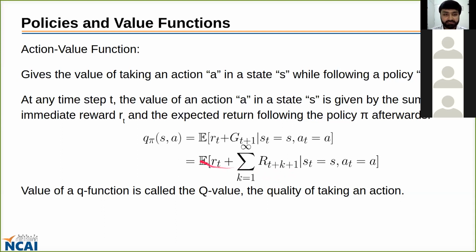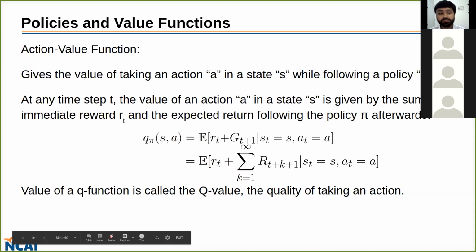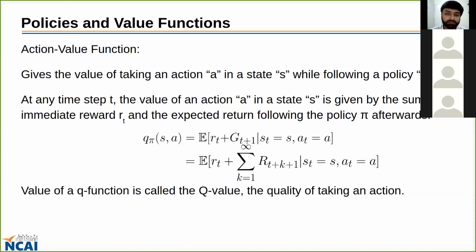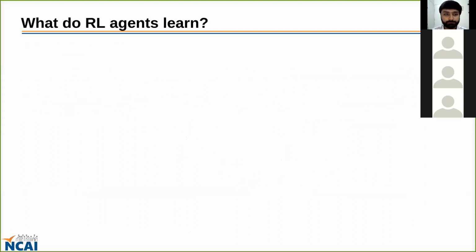So what you can see is, if this is of a state S sub t, then this is the value function, or the state value function, for the next state. The only difference here is that we are focusing on a particular reward rather than the expectation over rewards for the first step we are taking. The value of the Q function, which is called the Q value, gives us the quality of taking an action. So the Q actually comes from quality.